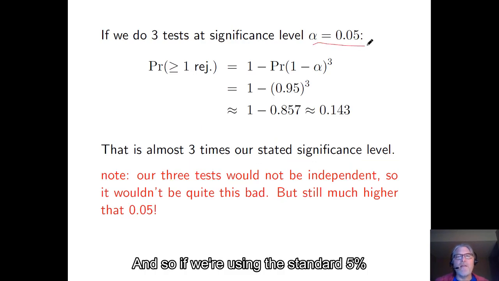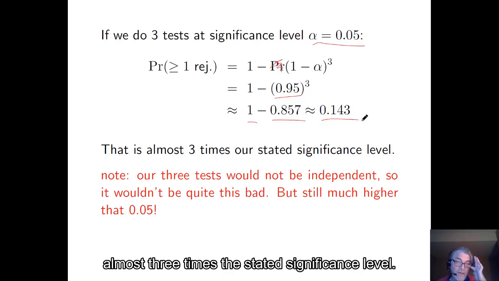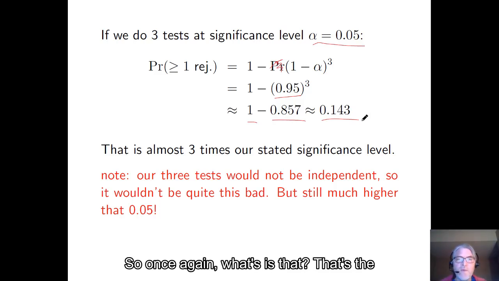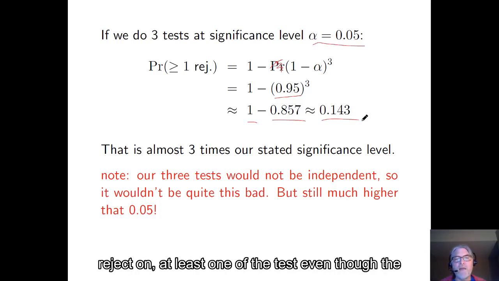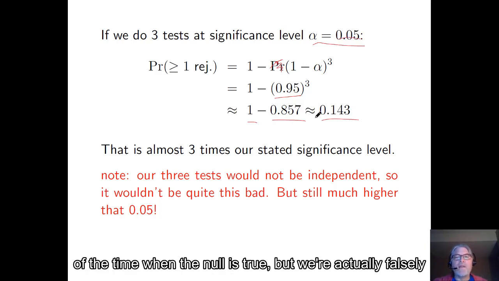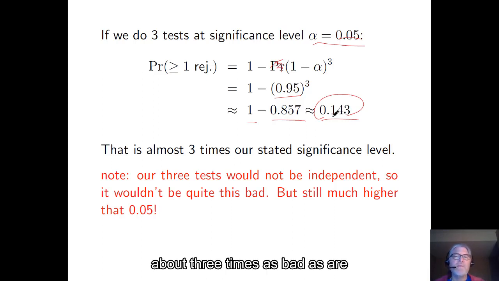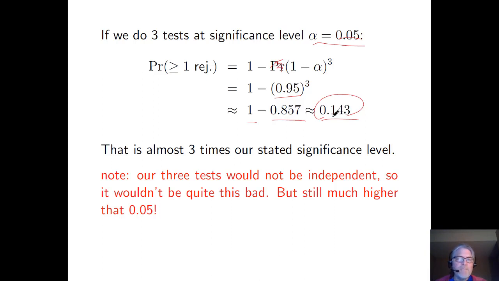And so if we're using the standard 5% level, that would be 0.95 cubed. So that is 1 minus about 0.857, so we get a number of 0.143. That's almost 3 times our stated significance level. So once again, what is that? That's the probability that we would reject on at least one of the tests, even though the null hypothesis is true. So we're telling the reader of our paper that we're only going to falsely reject 5% of the time when the null is true, but we're actually falsely rejecting 14.3% of the time. So that's about 3 times as bad as our reported alpha, almost.